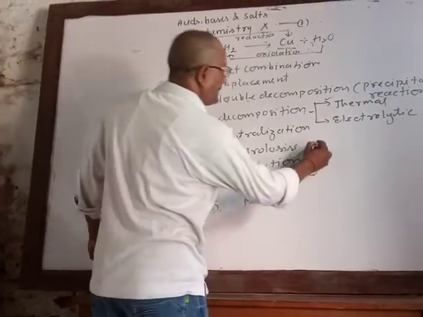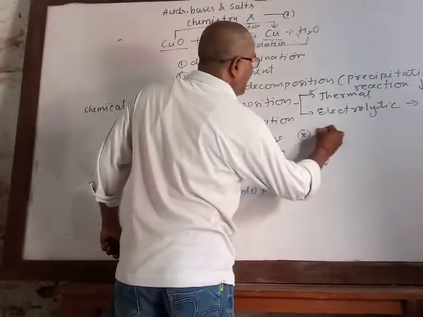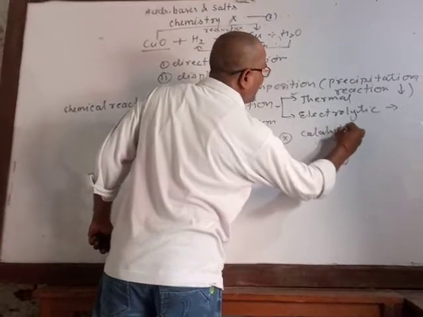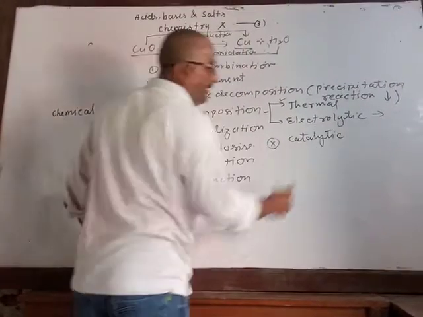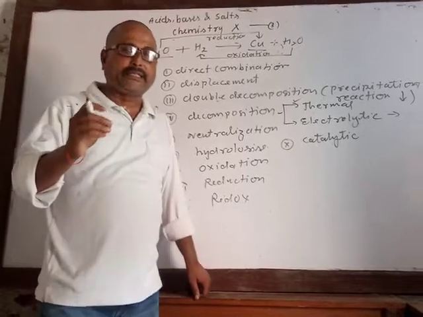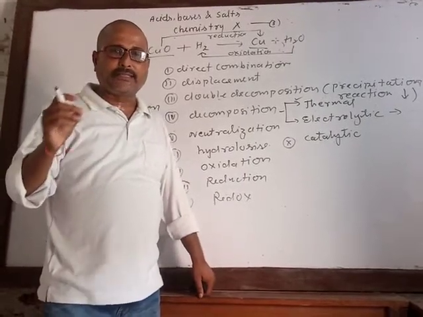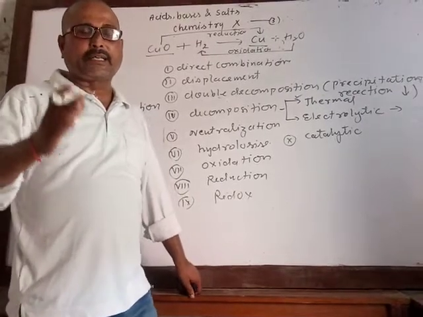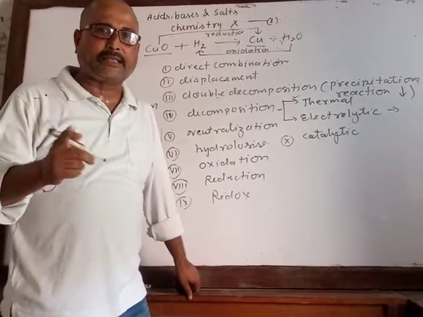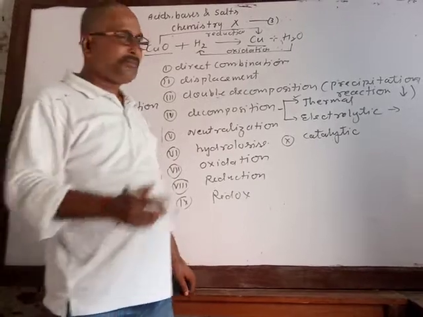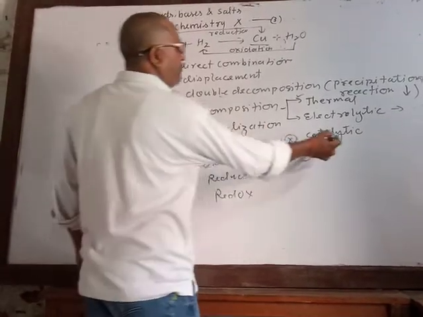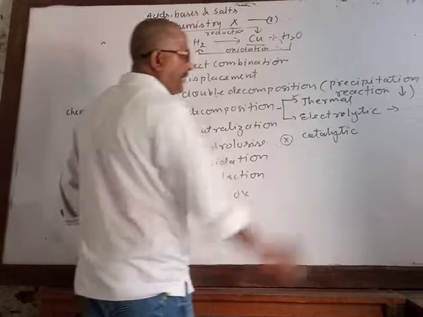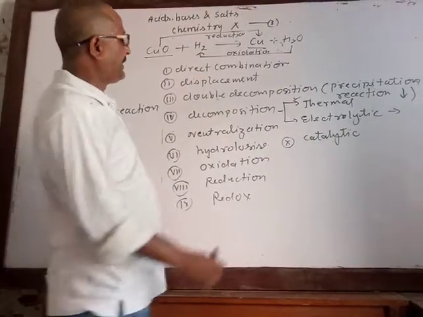Afterward, 10th one, catalytic reaction. The reaction takes place in presence of a catalyst. You know what a catalyst is? Any external substance which changes the rate of reaction but never takes part in the chemical reaction. The reaction taking place in the presence of a catalyst is known as catalytic reaction.